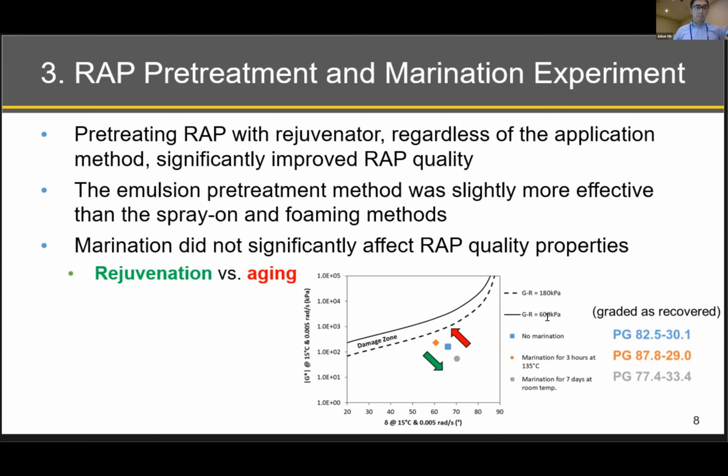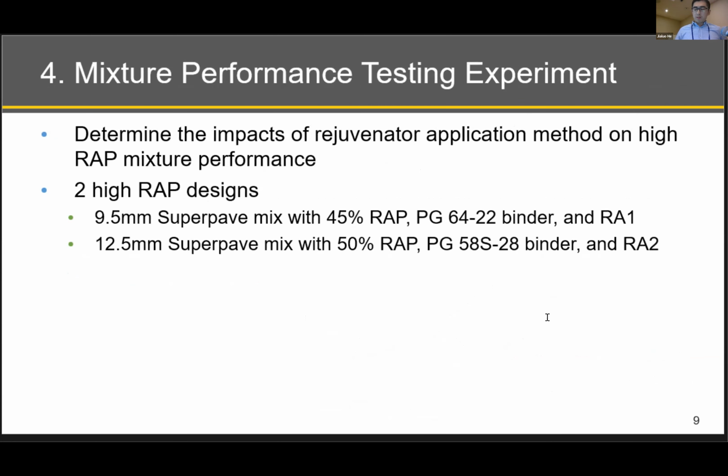And then in terms of performance testing, we look at 2 high RAP mix designs. As you can see on the screen, one is 45% RAP, the other 50% RAP. That's almost double the average RAP content in asphalt mixtures in the United States, so that's definitely considered an aggressive RAP mix design.